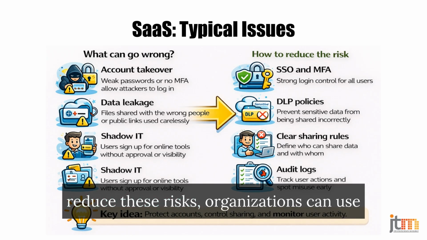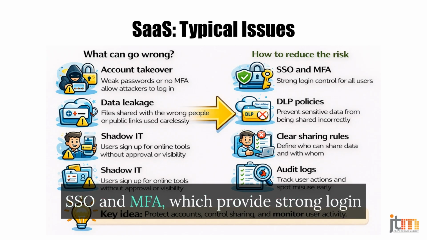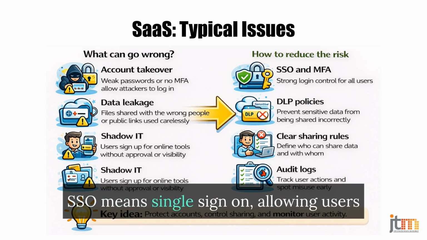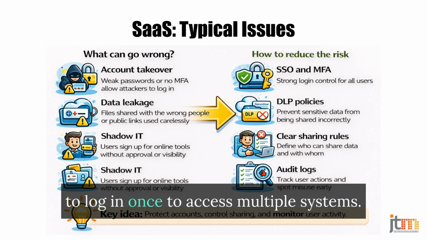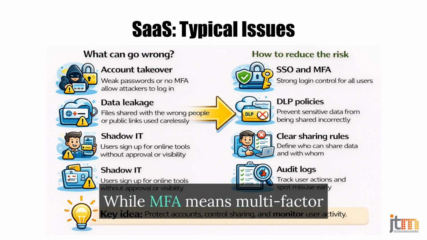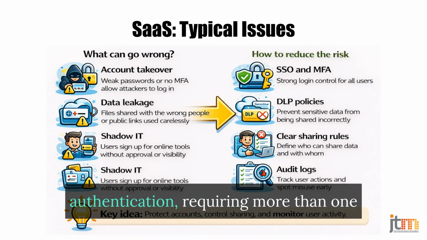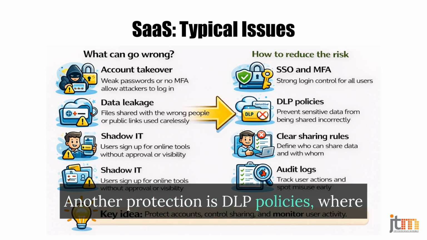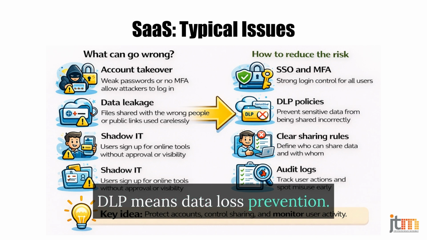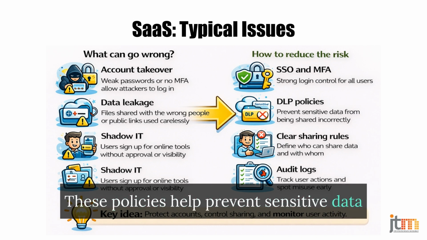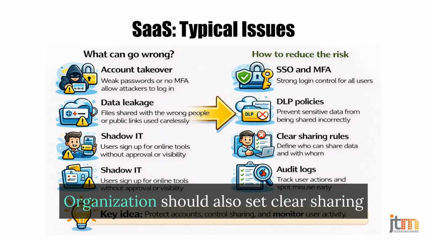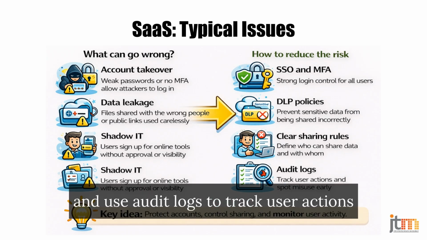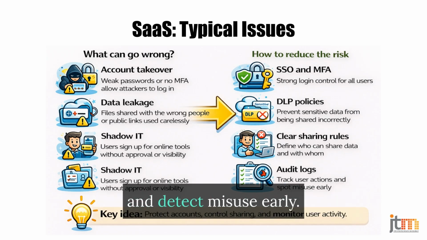To reduce these risks, organizations can use SSO and MFA, which provide strong login control for all users. SSO means single sign-on, allowing users to log in once to access multiple systems, while MFA means multi-factor authentication, requiring more than one verification method. Another protection is DLP policies, where DLP means data loss prevention. These policies help prevent sensitive data from being shared incorrectly. Organizations should also set clear sharing rules, defining who can share data and with whom, and use audit logs to track user actions and detect misuse early.